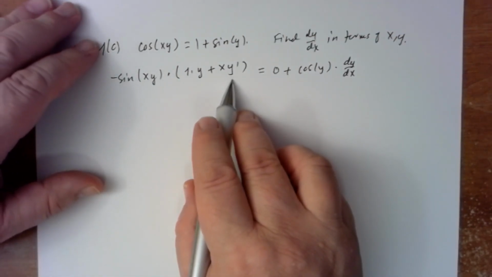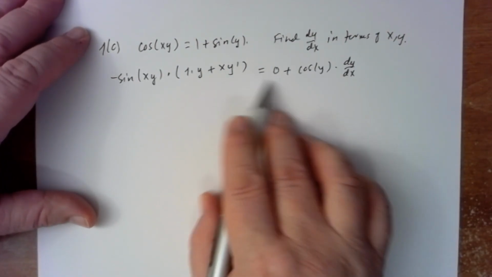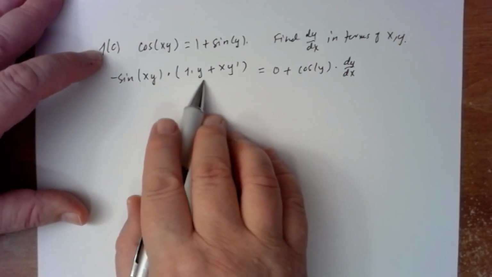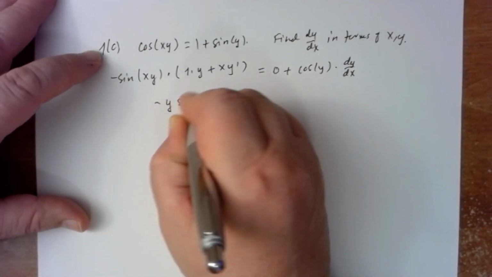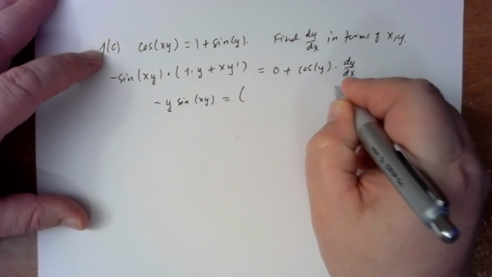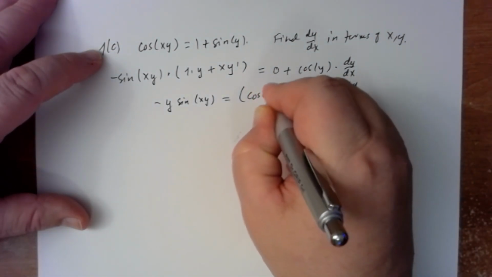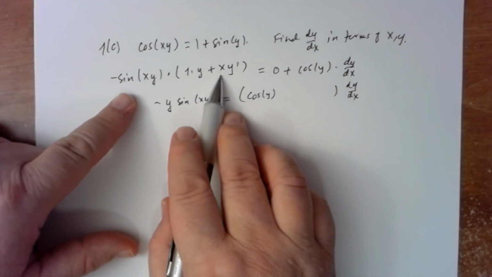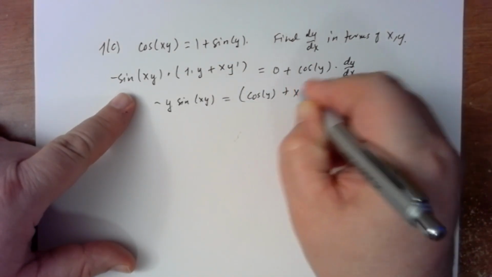Good. Now just like before, let's group our dy over dx terms together, and then we'll have minus y sine of xy on this side, and then on the other side we'll factor out the dy over dx. So we've got this cosine of y, and then we have minus x sine of xy. Right, so bringing it over to this side becomes a plus x sine of xy.